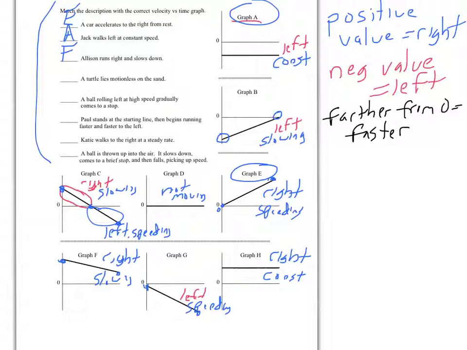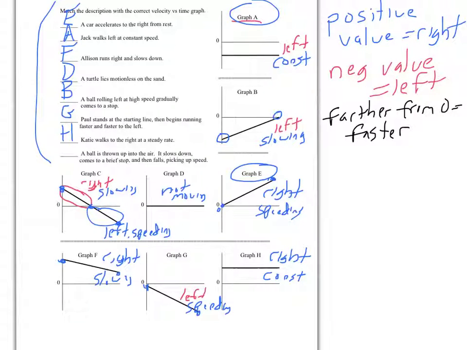A turtle lies motionless, so which one's not moving? That was graph D. A ball rolling left slows and comes to a stop, so that would be graph B. Again, we already have it all written down. It's just a matter of matching it up now. Paul starts at the starting line, begins running faster and faster to the left. That was graph G. Walks right at a steady rate. That was graph H. And a ball is thrown into the air, slows down, comes to a brief stop, and then falls, picking up speed.